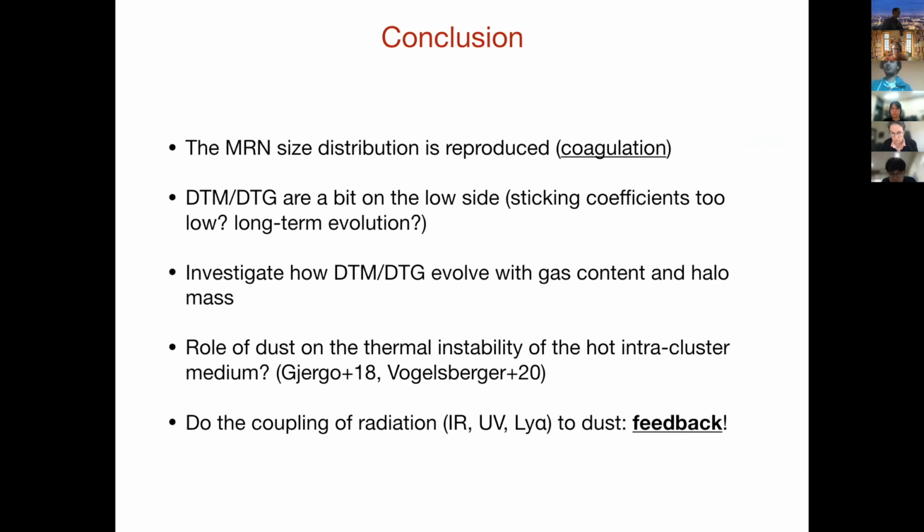And I will just finish on this, the conclusion. So the MRN, the Mathis size distribution of the Milky Way ISM, is nicely reproduced because of coagulation. The dust-to-metal, dust-to-gas ratios are a bit on the low side. Probably the sticking coefficient needs to be increased a bit. We need to investigate how these DTM, DTG evolve with gas content, halo mass, and especially in the cosmological context.